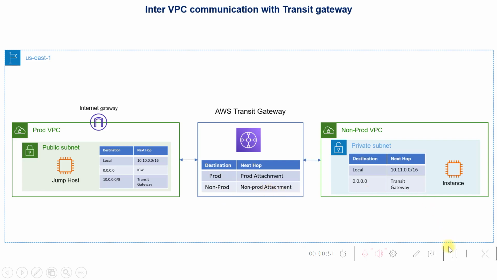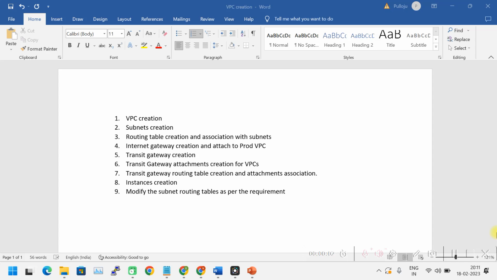This is the overall lab. Before jumping into the AWS console, let's see what steps we are going to follow during this lab. First we'll create VPC, then subnet creation, then routing table creation and associate with these subnets, and the internet gateway creation and attach to prod VPC. After that we'll create transit gateway, then transit gateway attachment creation for VPCs, and transit gateway routing table creation and attachment association. Then instance creation, and finally we'll modify the subnet routing tables to check the communication between the two VPCs.